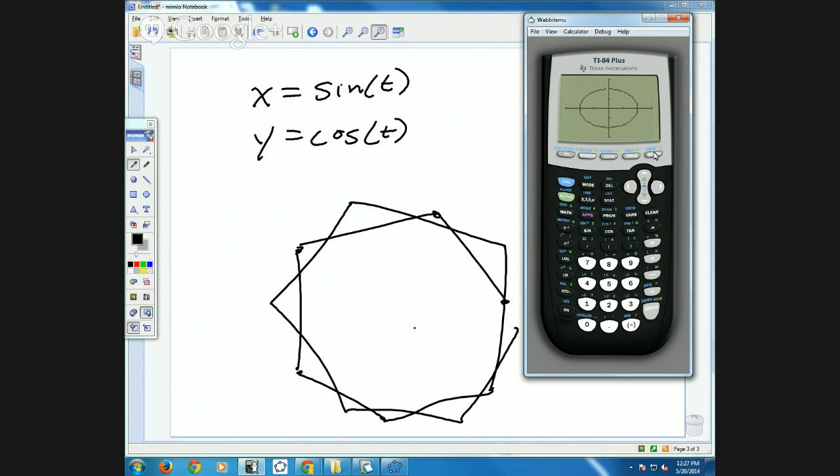Oh, yours is in degree mode. You definitely want to be in radian mode. Oh, I switched to radian now. That worked so much better. Go! Circle made.